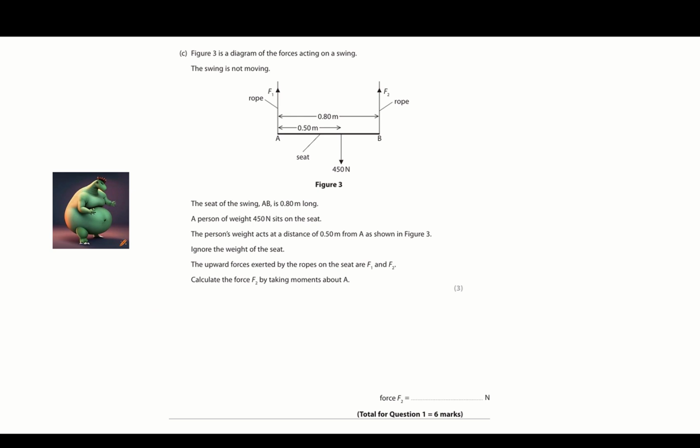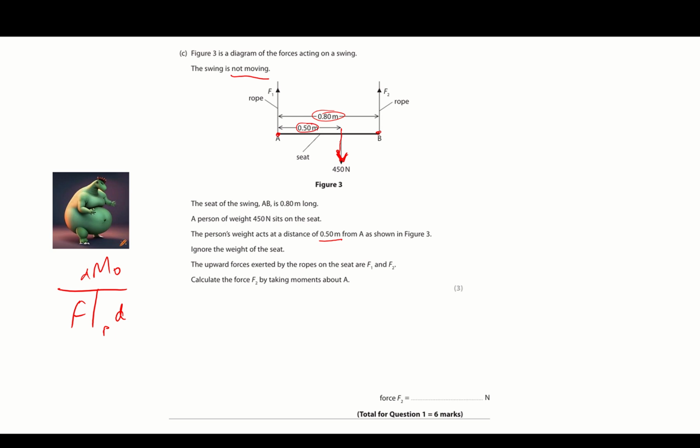Going on to the next one. So again, we've got fat, moody dinosaurs to wheedle into that. You can see I've got a little picture of that. So fat, moody dinosaurs. Remember, it's the perpendicular distance. And we've got forces on a swing. The swing is not moving, so it tells us that it's in equilibrium. The seat of swing AB is 0.8, so from there to there is 0.8 that we can see. A person of weight 450 sits on the seat here. The person's weight acts at 0.5 from A, so we've got that there.